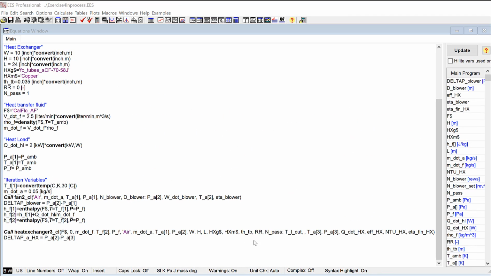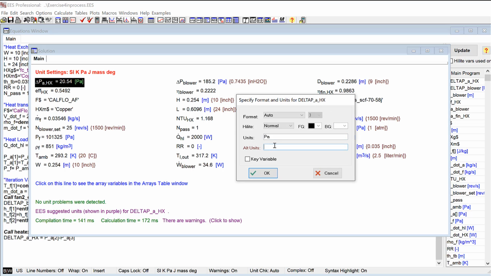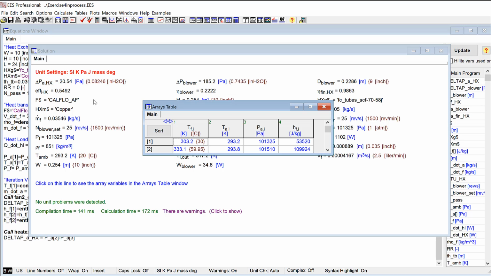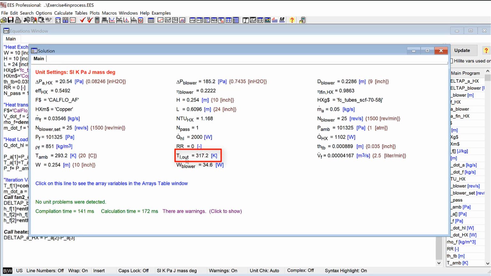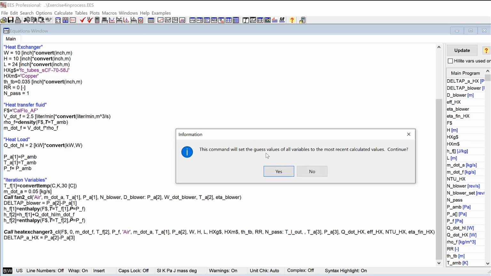And if we solve, we'll see that that pressure drop, so this is delta P blower, this is delta P heat exchanger, maybe again in inches of water. And of course, they're not the same. And the other thing that isn't being done quite right yet is the temperature of the fluid entering the load. The heat load is 303.2, and the temperature of the fluid leaving the heat exchanger is 317.2. So those two things haven't been adjusted to be right yet, but this is where we'll close up our equation.